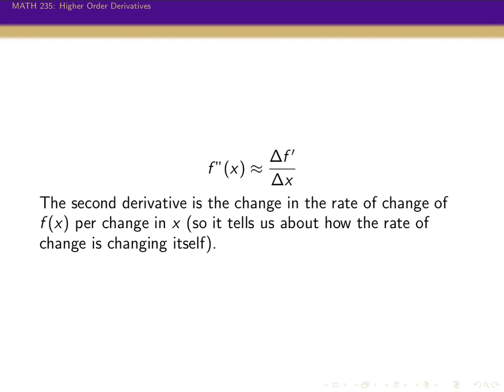Okay, so the second derivative is telling us about the rate of change of the derivative. And since the derivative is telling us about the rate of change of the function, that means the second derivative is the rate of change of the rate of change. So it's telling us about how the rate of change is changing itself. So that's a bit of a mouthful. So let's try and parse this through and think about it a little bit more precisely.